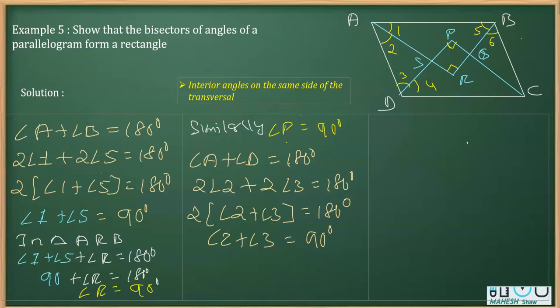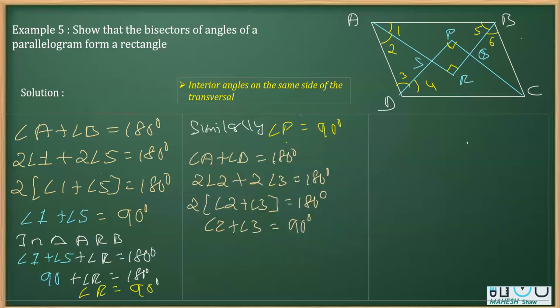Now, once we have proved this angle as 90 degree, we'll again be considering a triangle and applying angle sum property here. So let's say a triangle considered this time will be triangle ASD. Let's see what triangle I'm talking about. I'm talking about this triangle ASD. Here also, sum of three angles of a triangle is 180 degree. So therefore, I'll be writing angle 2 plus angle 3 plus angle ASD is equal to 180 degree.